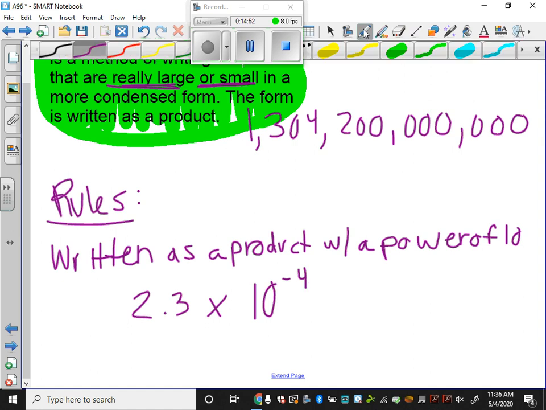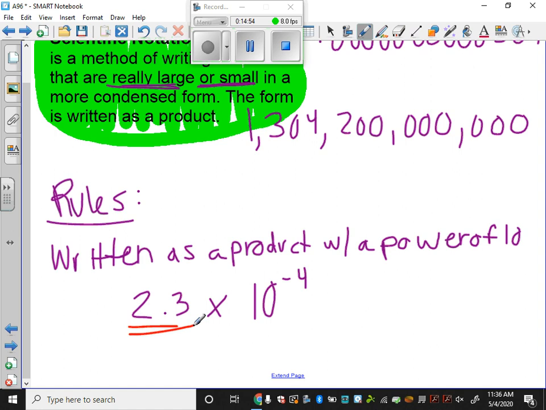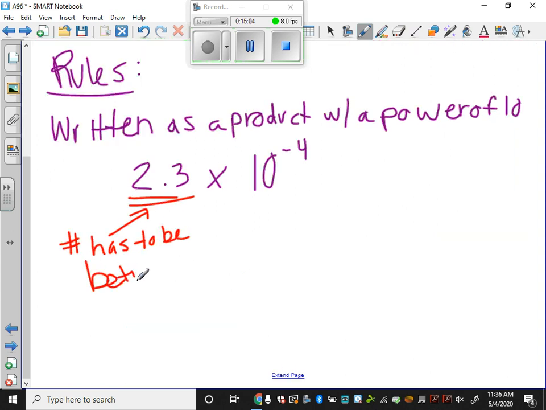Now there are a couple rules about how to write things in scientific notation. This number has to be between 1 and 10. The reason being, the whole point of scientific notation is to make numbers more condensed and to write them in a smaller way. Well, what are the most easily written numbers that we have? Those would be the numbers between 1 and 10.